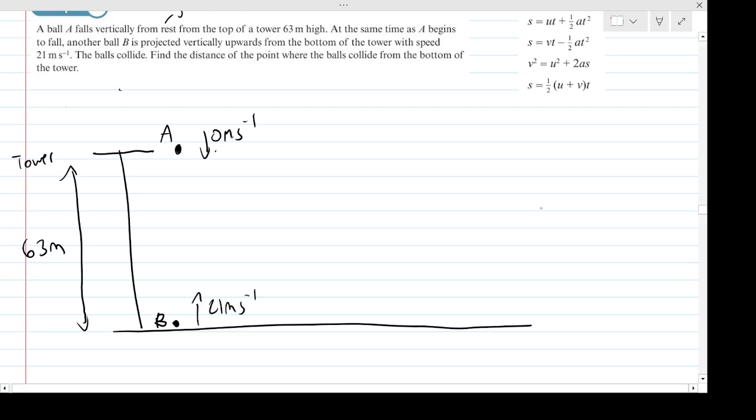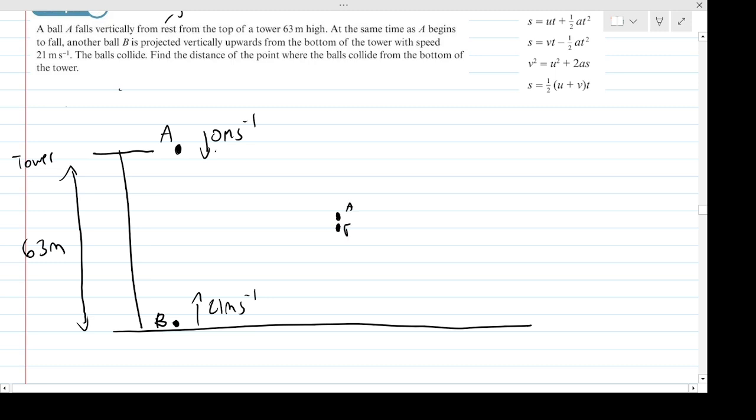So, obviously they're going to collide then, right? A and B. If one's moving down, one's moving up, they are going to meet somewhere in the middle, right? So, we're told the balls collide. So it wants the distance at the point where the balls collide from the bottom of the tower. So what's going to happen is, eventually, A is going to move down, B is going to move up, and so eventually, at some point, they're basically going to be pretty much touching each other.